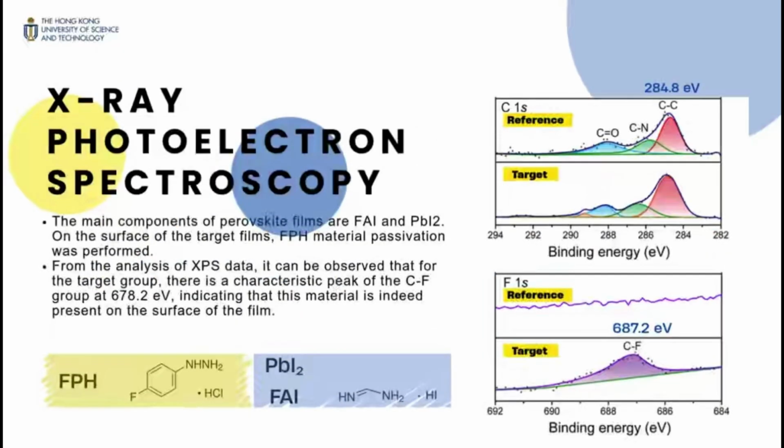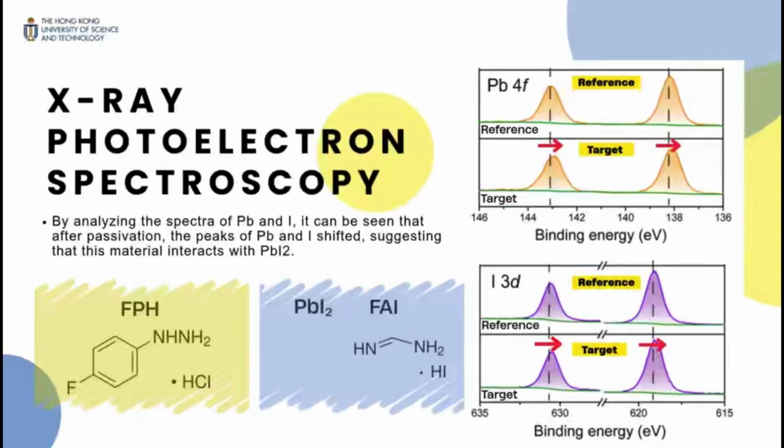XPS gives direct chemical proof of the passivation. On the target film, we observe a distinct C-F peak at 687 eV, confirming the presence of the fluorinated molecule on the top surface. In addition, the Pb 4f and iodide 3d peaks shift after treatment, indicating coordination between the hydrogen group and PbI2 species at the surface.